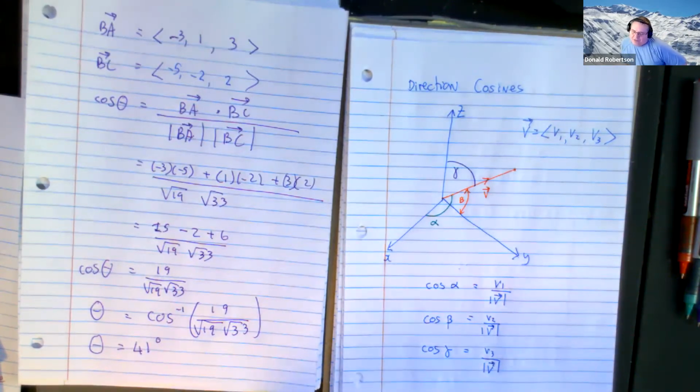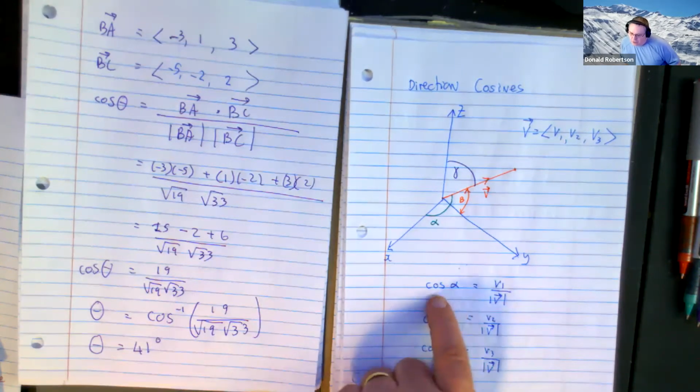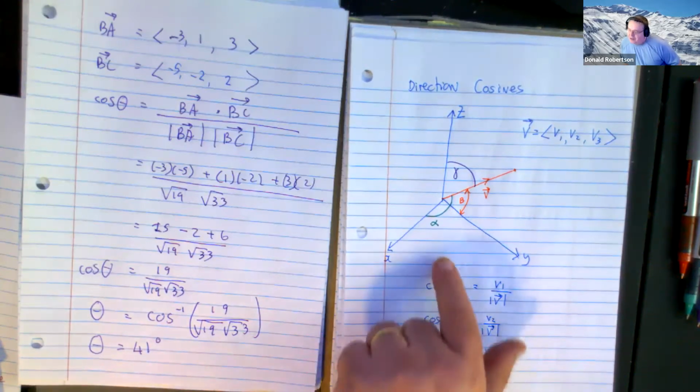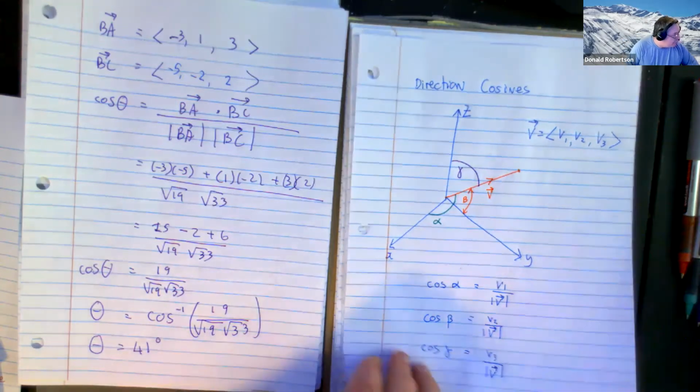Can you see why the name direction cosines came about? Now, if I want to know alpha, don't I calculate this and then do an inverse cosine? I calculate this and do an inverse cosine and so on. And this is just a prettier way of writing the formula down. So all you need is an example.